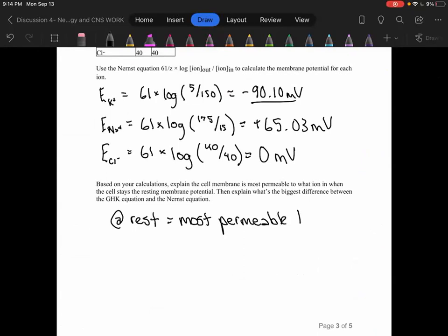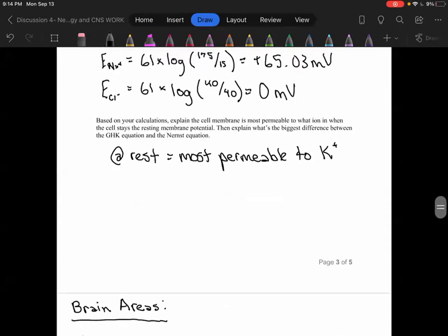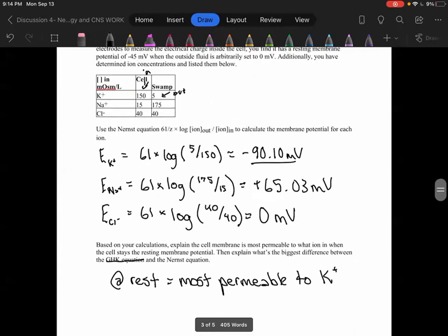Let's say our cell depolarized, that would mean it would depolarize up to like positive 30 or positive 40 millivolts. And in that case, it would be most permeable to sodium. So just kind of work out some different examples in your head at what our cell would be most permeable to, depending on those different stages it enters. All right, great. And we are not going to go over this GHK equation. We are just using the Nernst equation.